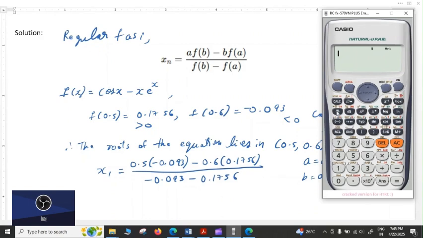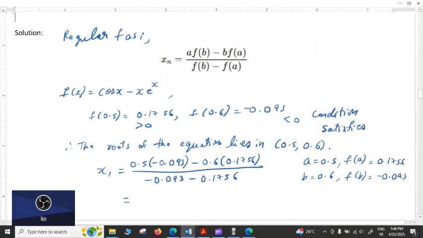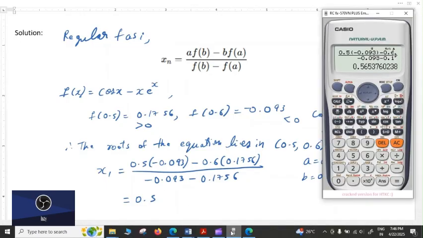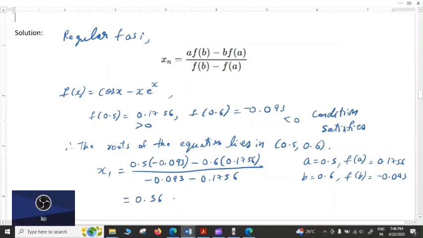Now take the division here, substitute the values. 0.5 bracket minus 0.093 bracket complete, minus 0.6 bracket 0.1756. Sorry, 56 bracket complete. In the denominator, minus 0.093 minus 0.1756, and this is equal to, just see here students, yes, here we get 0.5. Let's look here students, what we get, 0.5653.